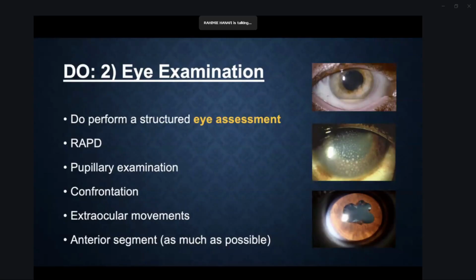There are a lot of things that you can do. In terms of ophthalmology, you can do a proper structured eye assessment. Apart from the visual acuity mentioned just now, there is also pupillary examination, where you need to check whether the pupil is dilated or irregular, and of course the RAPD, especially when the patient presents to you with blurring of vision. Next is confrontation. Confrontation is something you can check to detect whether there is a visual field defect.